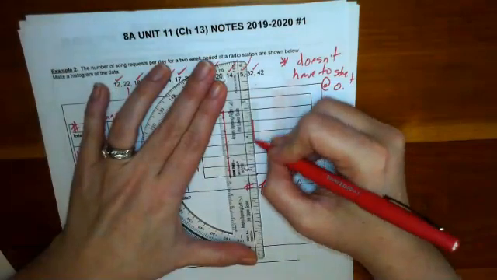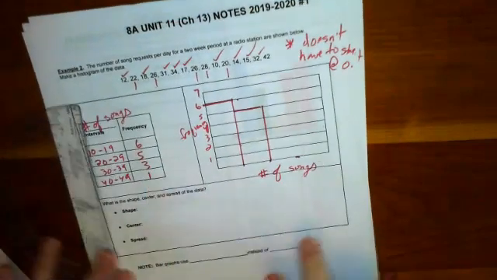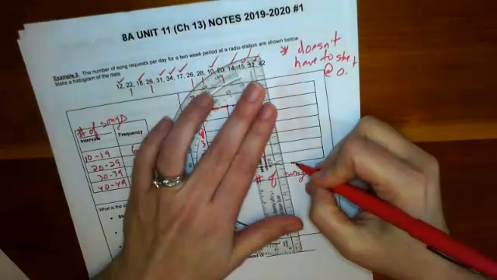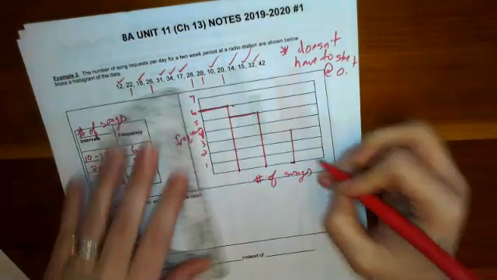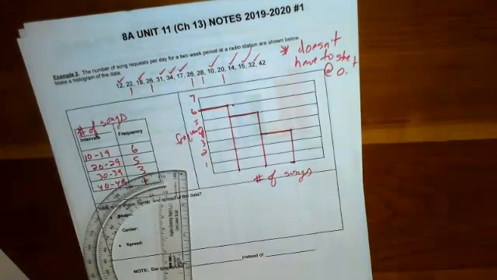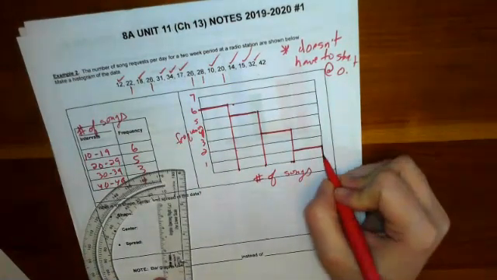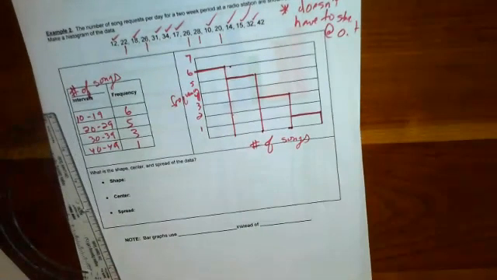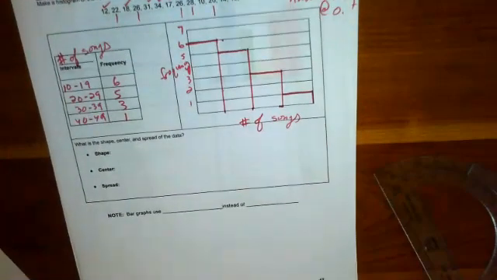Okay, there we're at 5. Then we're at 3. So we're going to go over to here, and we're going to go up to here. There's my 3. Now my last one, I'm at 1. So I'm here. Okay, that's pretty even. Not too bad.